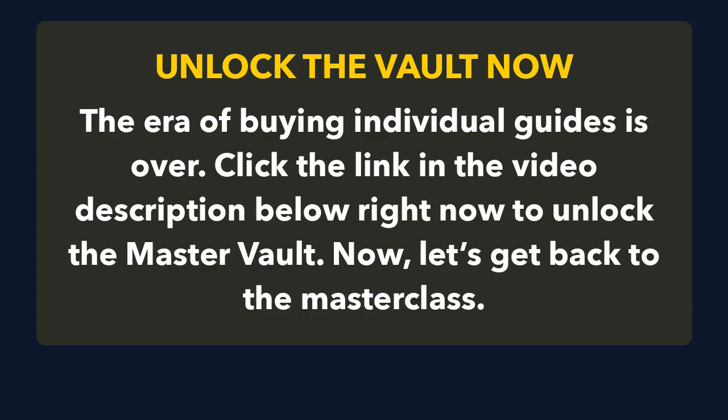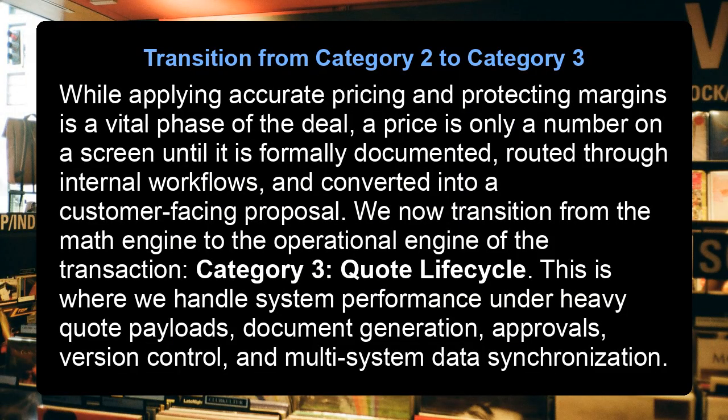Now, let's get back to the Masterclass. Transition from Category 2 to Category 3. While applying accurate pricing and protecting margins is a vital phase of the deal, a price is only a number on a screen until it is formally documented, routed through internal workflows, and converted into a customer-facing proposal. We now transition from the math engine to the operational engine of the transaction.